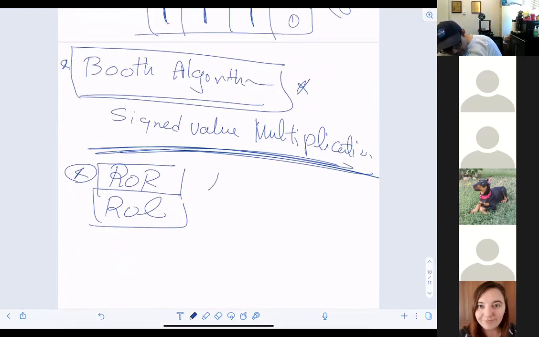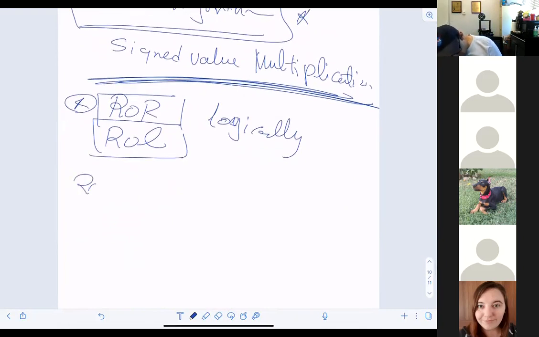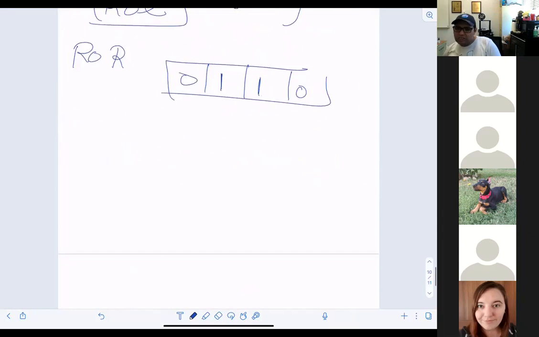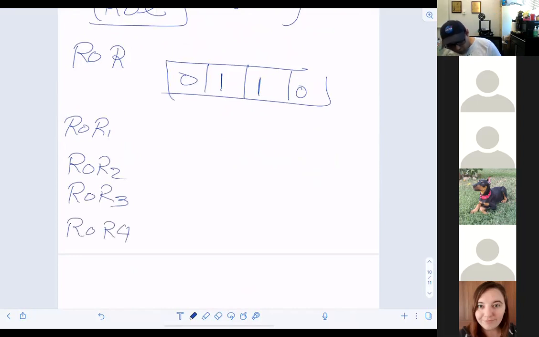But in rotation, this is logically different, because I'm not preserving anything. So if I go into rotate right, here is, for instance, 1, 1, 0, 0. What is written in front of us? 6. How many rotations are available here? 4. Rotation right 1, rotation right 2, rotation right 3, rotation right 4.